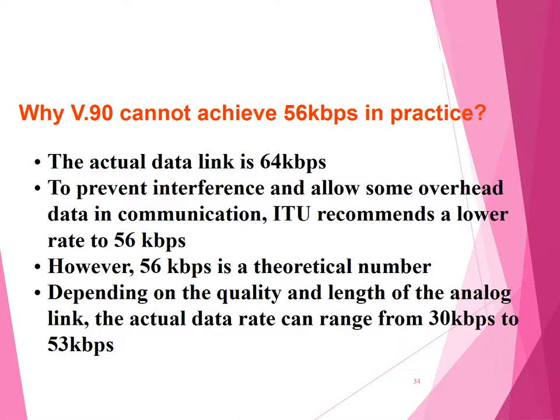Why can V.90 not achieve 56 kbps in practice? The actual data link is 64 kbps. To prevent interference and allow some overhead data in communication, the ITU recommends a lower rate of 56 kbps. However, 56 kbps is a theoretical number depending on the quality and length of the analog link. The actual data rate can range from 30 kbps to 53 kbps.